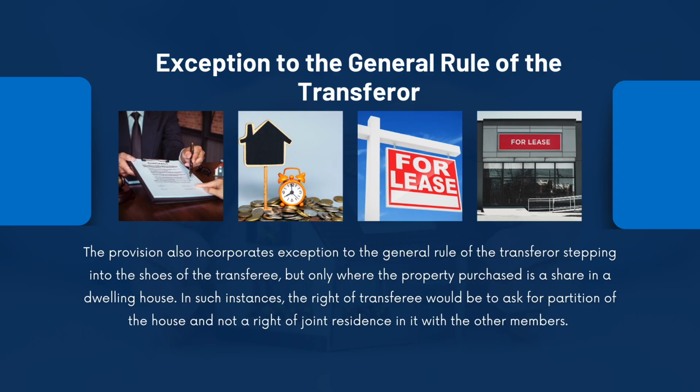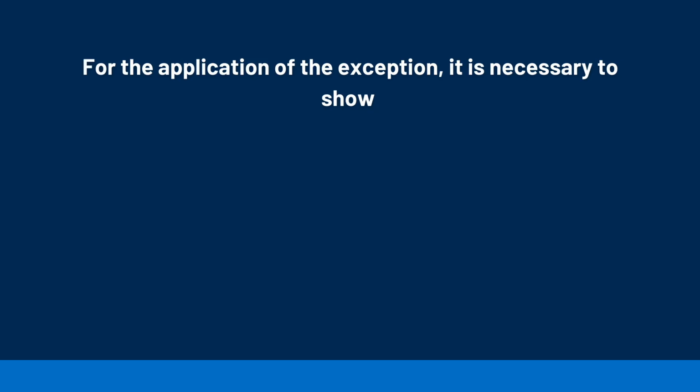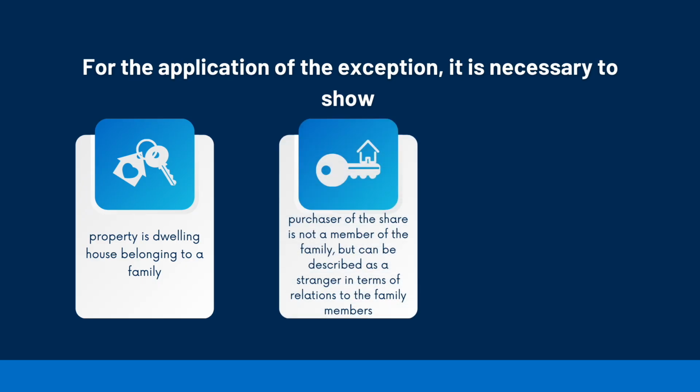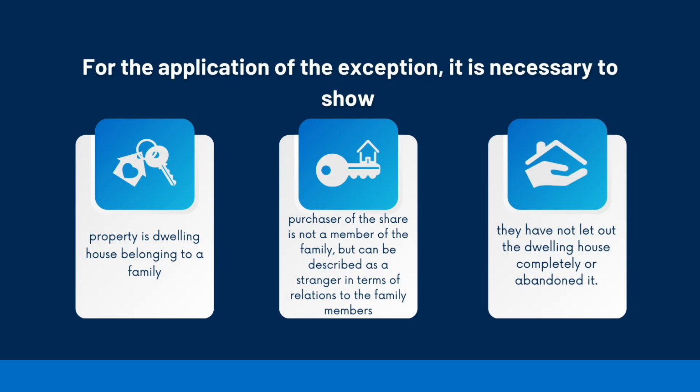In such instances, the right of the transferee would be to ask for partition only and not a right of joint residence with other members. For the application of the exception, it is necessary to show that the property is a dwelling house belonging to the family, that the purchaser of the share is not a member of the family but can be described as a stranger in terms of the relation to the family members, and that they have not let out the dwelling house completely or abandoned it.